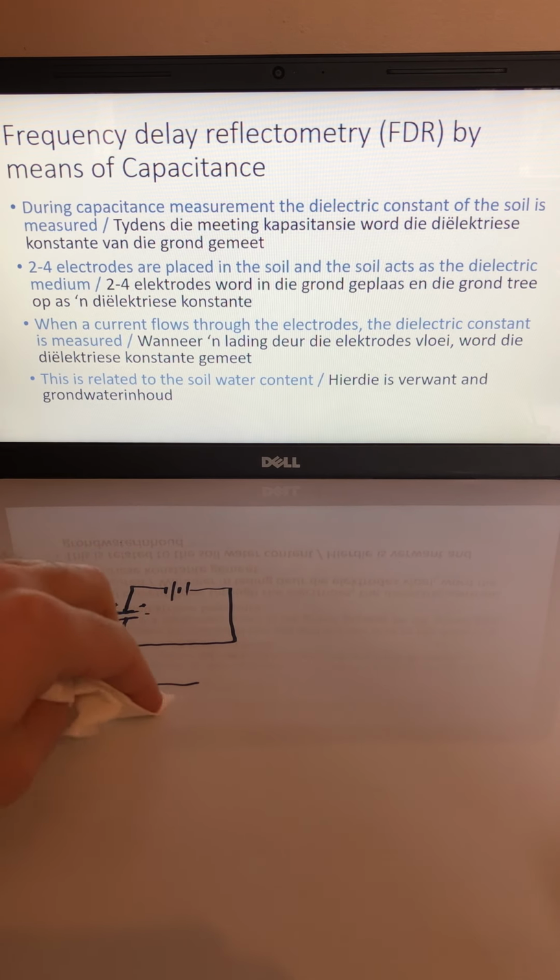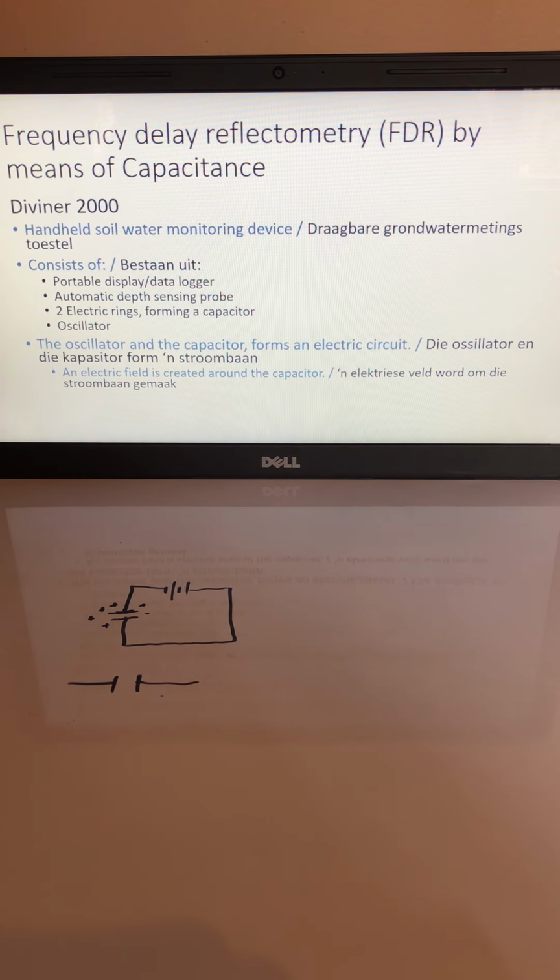In measuring, we've got a current that flows through this circuit, and the circuit is the device used to measure the soil water content. The soil becomes charged around your capacitor, and that charged soil around the capacitor is measured in order to determine the capacitance of the soil. And if you have that capacitance of the soil, you can determine the soil water content.